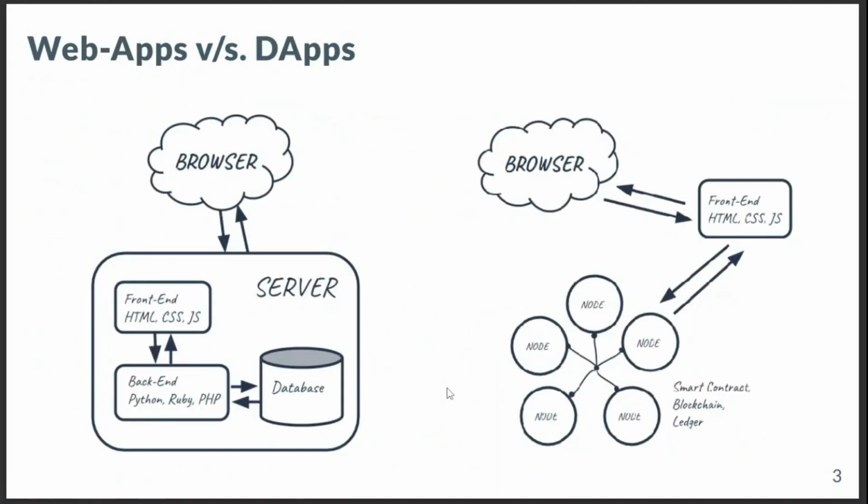So what's the difference between a web app and a decentralized app? On the left, we have an image showing the web app. For a web app, we have a server with a database, a backend like Python, Ruby, PHP, and a front end using HTML, CSS, JavaScript. The server serves the front end, the browser renders it, and using the UI, we can communicate to the backend with the Python, Ruby, or PHP, which communicates with the database, and the whole application works in this process. But for a decentralized application, we have a bunch of these nodes.